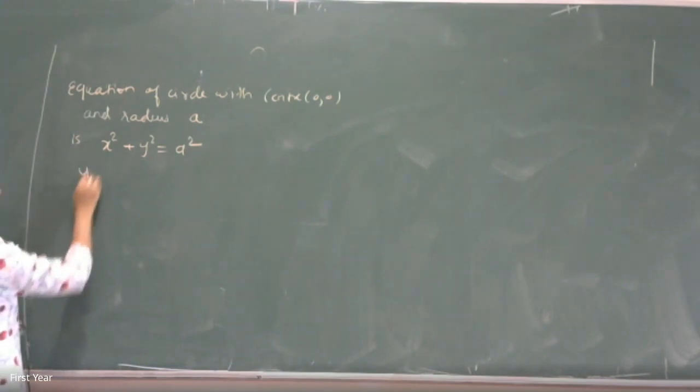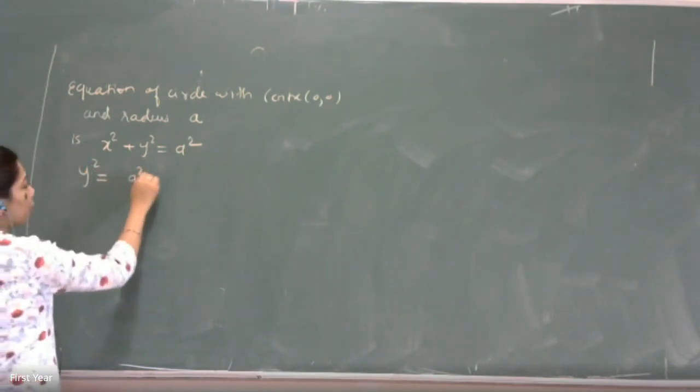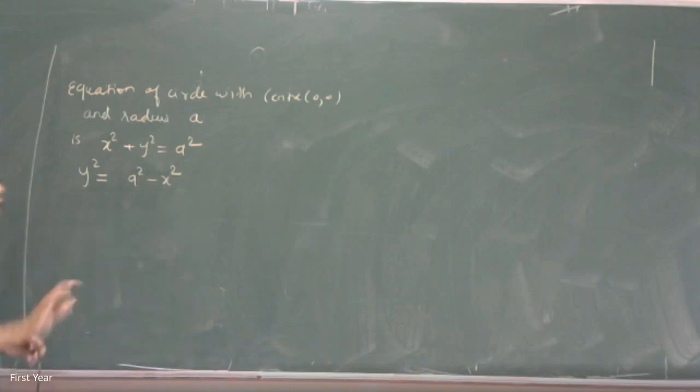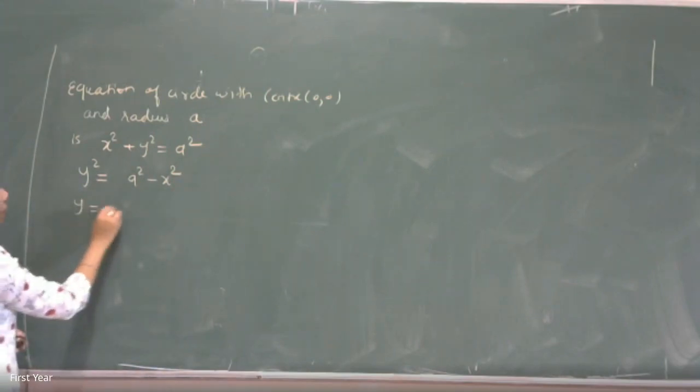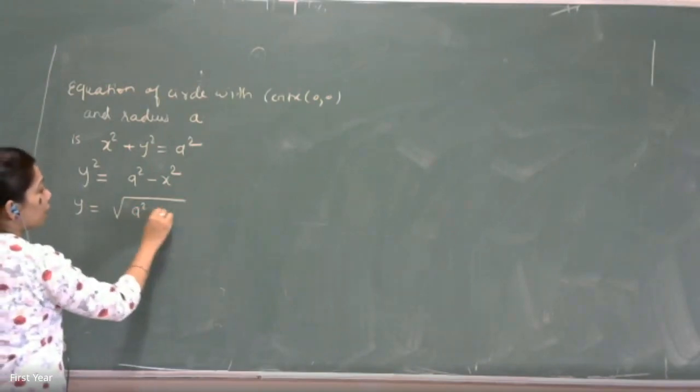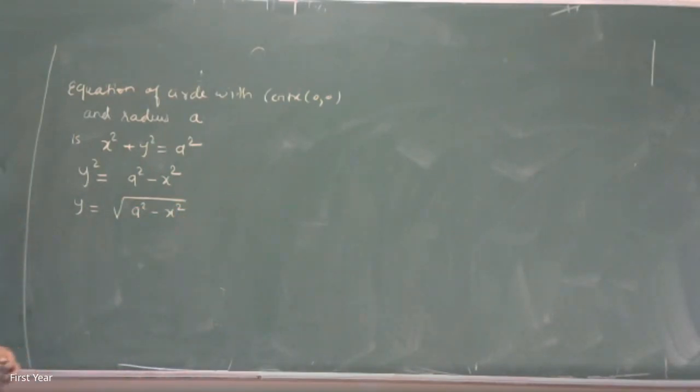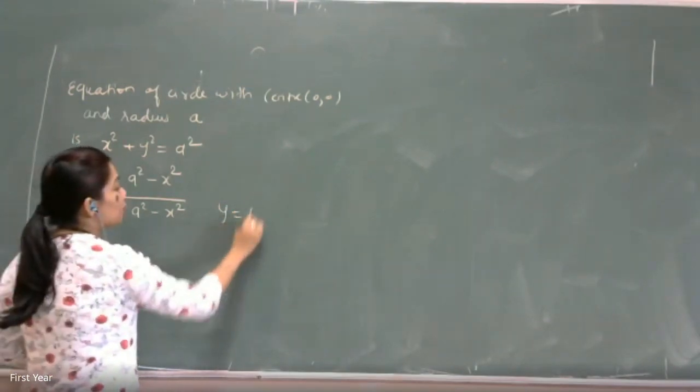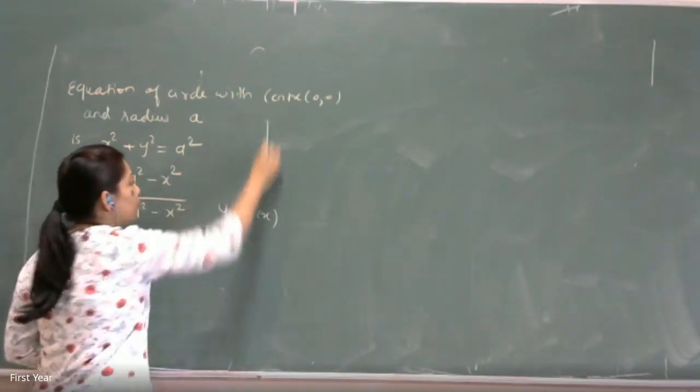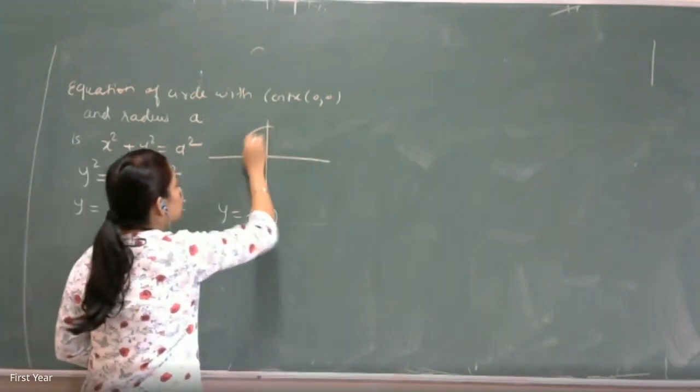So I write down this equation in the form y square is equal to a square minus x square. You can also write x square is equal to a square minus y square. Okay? So that y is equal to square root of a square minus x square. That means we have y is equal to f of x. y is equal to f of x is your function. This is your circle.